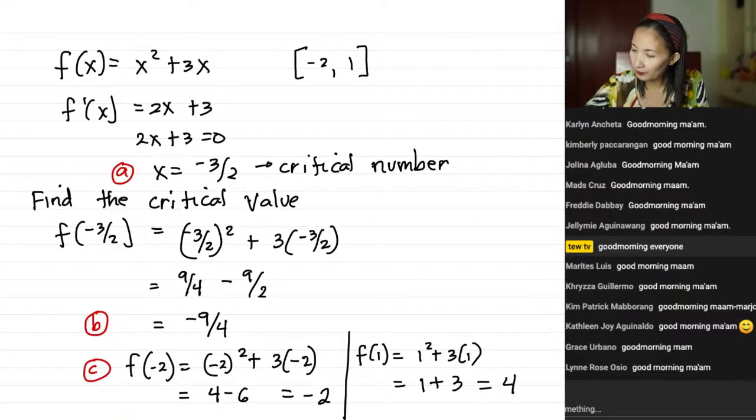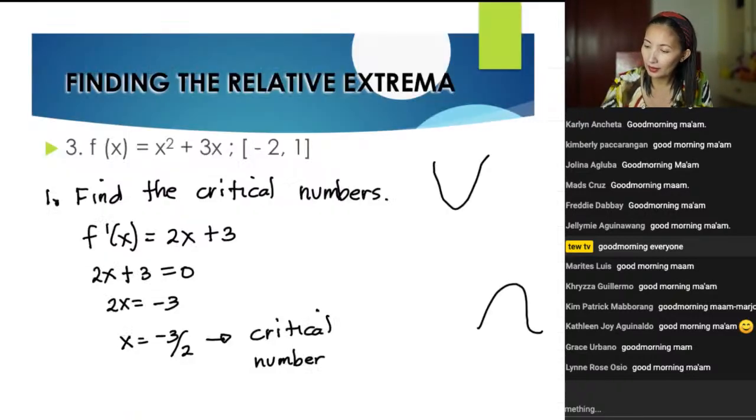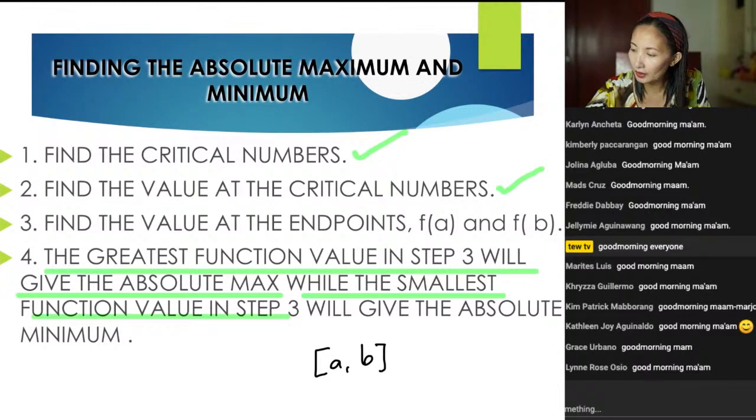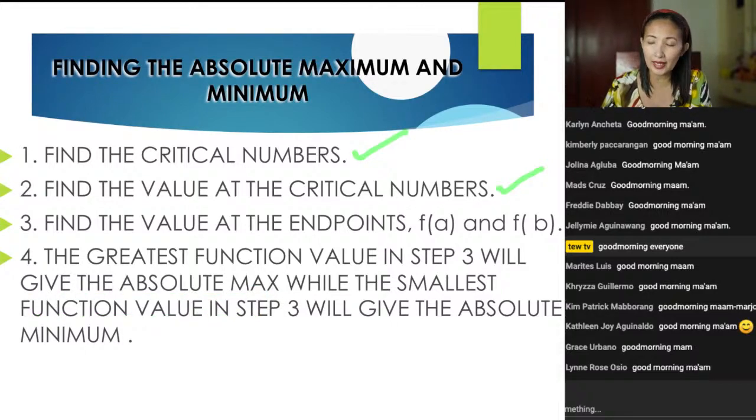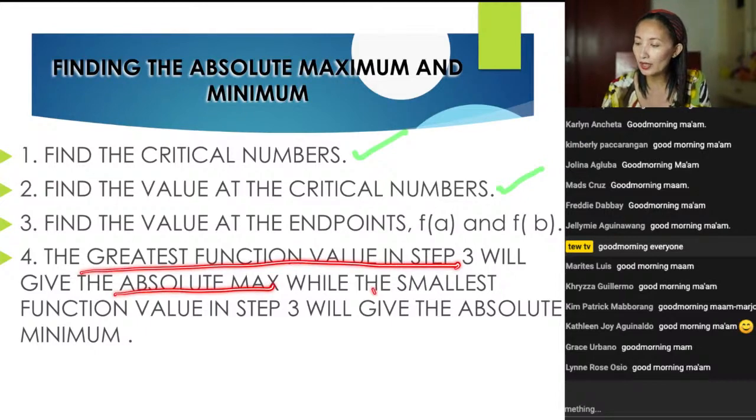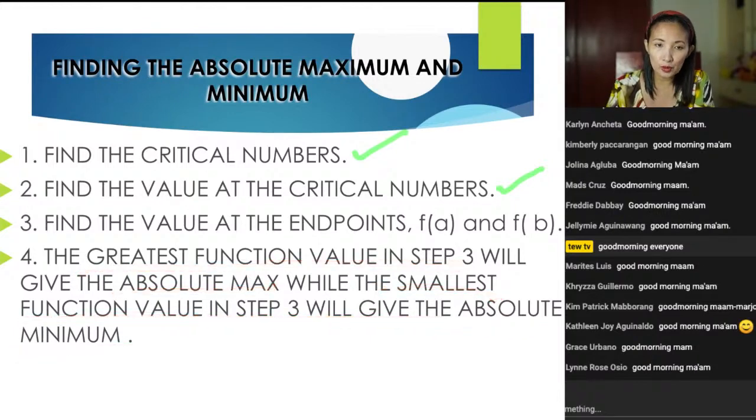Going back, let me erase this first, so that we can identify now our absolute max and absolute min. Go back to number 4. What does it say? The greatest function value in step 3 will be the absolute max, while the smallest function value will be the absolute minimum.